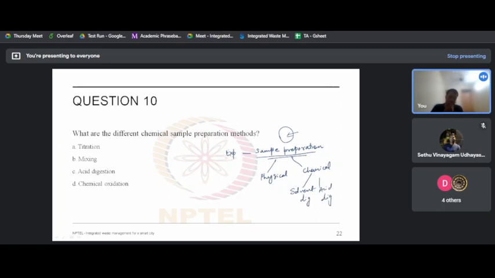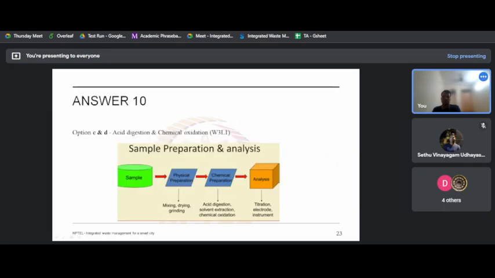So acid digestion is done when waste is generally very alkaline, and some chemical oxidation also we can, depending upon our waste that we are trying to get or the test we are trying to use. So titration is not a sample preparation method. So this is like analysis method. So we will have acid digestion and chemical oxidation. So mixing would go into physical, not a chemical sample preparation. So when we are talking about chemical sample preparation, we'll have acid digestion and chemical oxidation. That is option C and option D. So we have acid digestion and chemical oxidation.